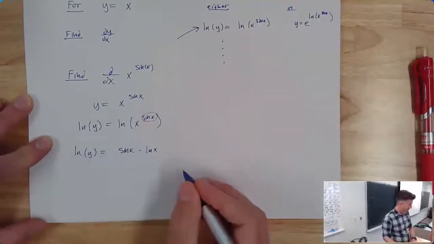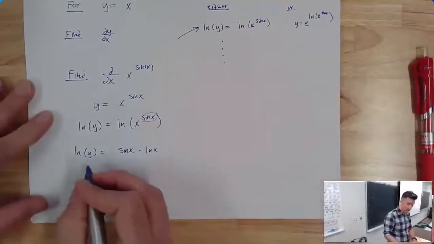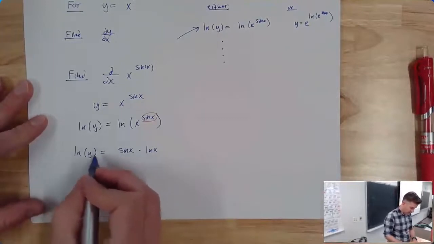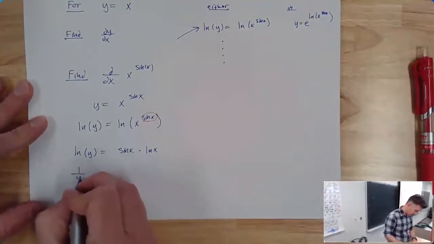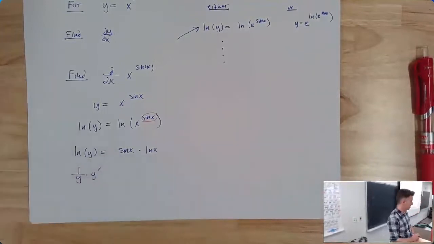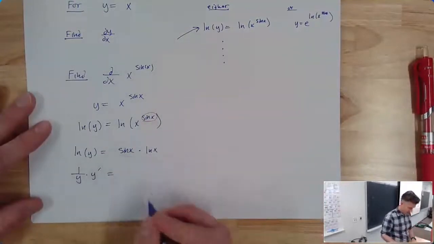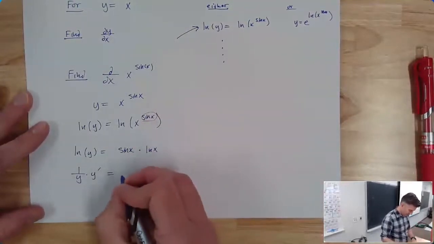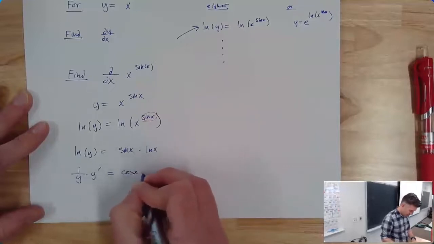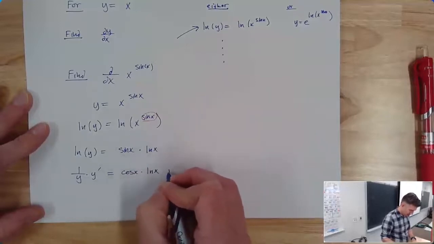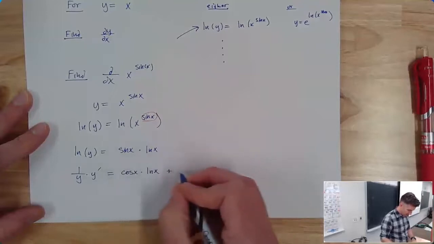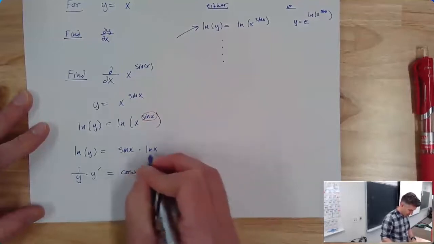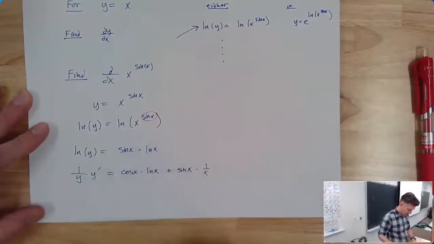And now we differentiate both sides with respect to the variable x, meaning that the natural log of your stuff is 1 over your stuff times the derivative of your stuff. And really, you can think of that as implicit. You can think of it as a chain rule. They're really the same thing. On the other side, product rule time. The derivative of sine of x is cosine of x. Leave the natural log of x alone. Plus, leave the sine of x alone. The derivative of the natural log of x is 1 over x.